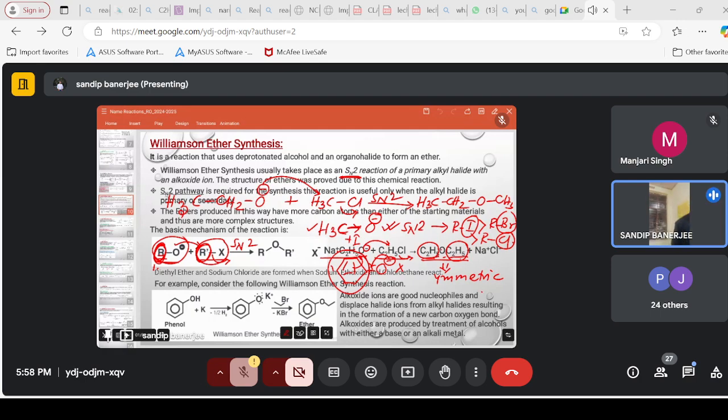Symmetric ether means when both sides of the oxygen, the groups are the same, they are called symmetric. On the contrary, when both sides of the oxygen contain different groups, this is methyl, this is ethyl, they are called asymmetric ether. So this is a good process for ether formation, by which, choosing the proper substrate, you can get the symmetric ether as well as the asymmetric ether. Any question, anyone?